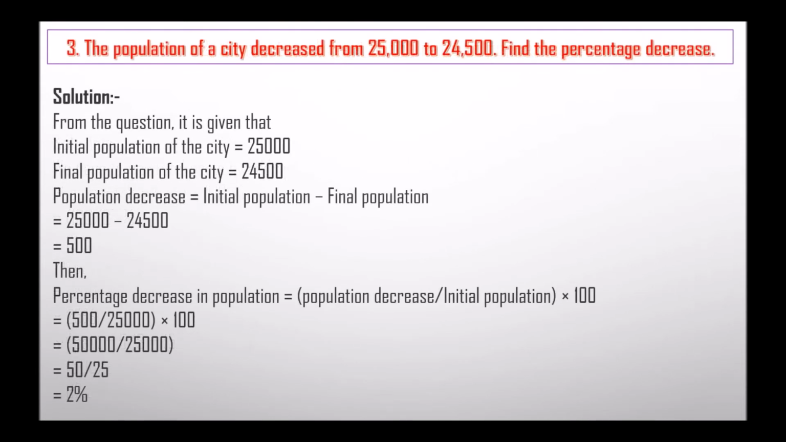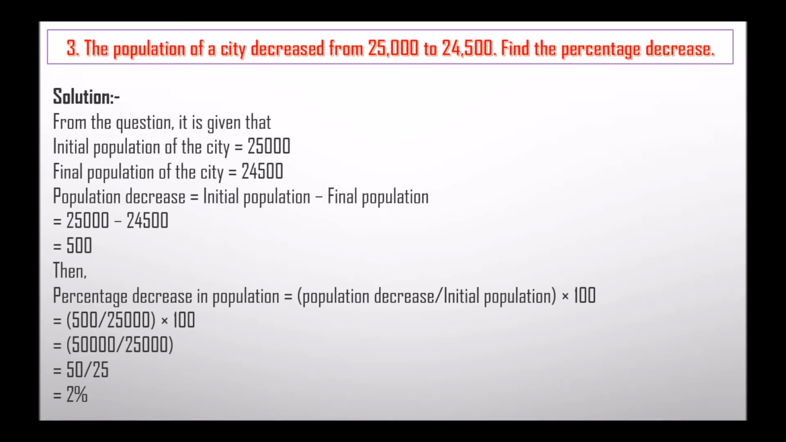Third question, the population of a city decreased from 25,000 to 24,500. Find the percentage decrease. So in the question it is given that the initial population of the city is 25,000. Final population of the city is 24,500. So population decrease equals 25,000 minus 24,500, that is 500.